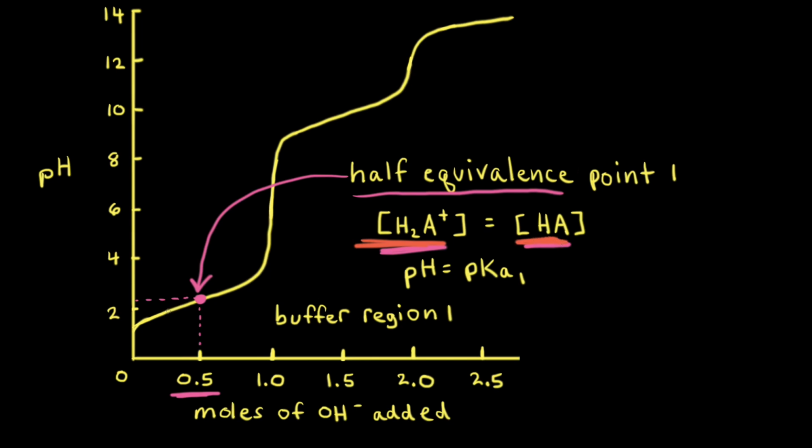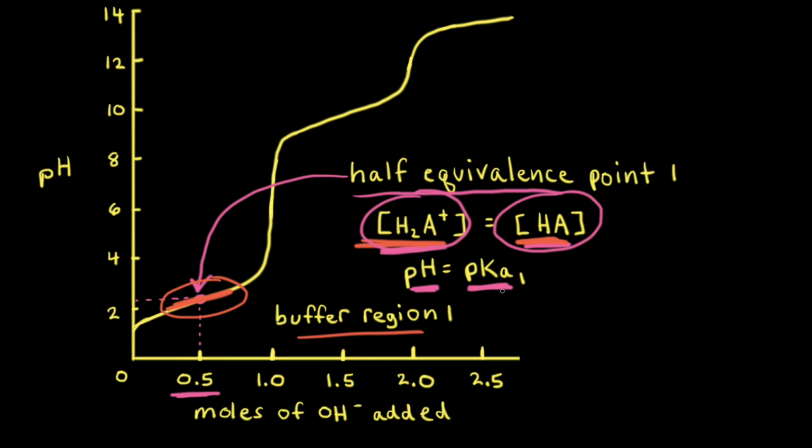So notice how the pH changes very slowly in this region around half equivalence point 1. This is called buffer region 1. Since we've formed a buffer, the Henderson-Hasselbalch equation tells us that when the concentration of the weak acid is equal to the concentration of the conjugate base, the pH of the solution is equal to the pKa of the weak acid.